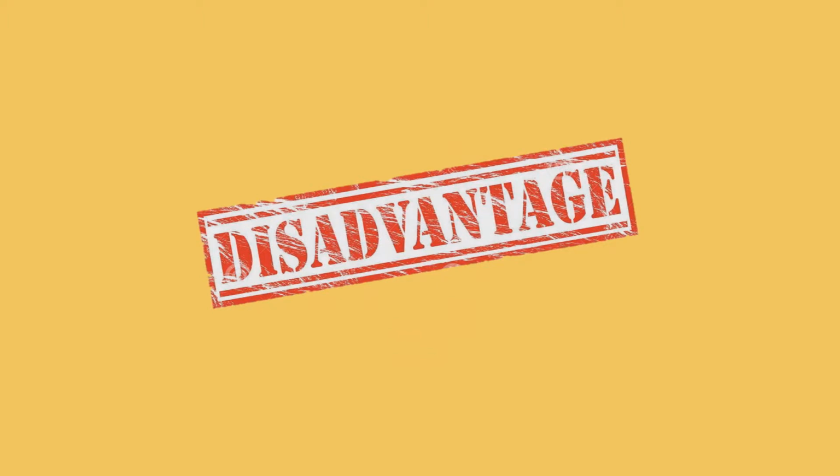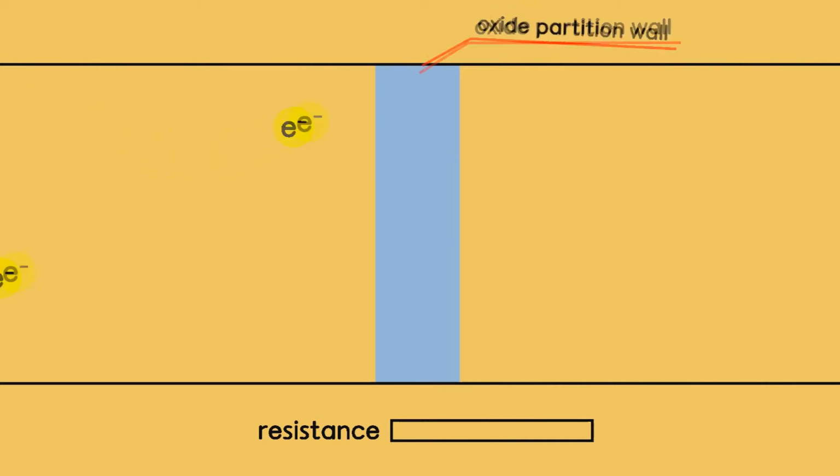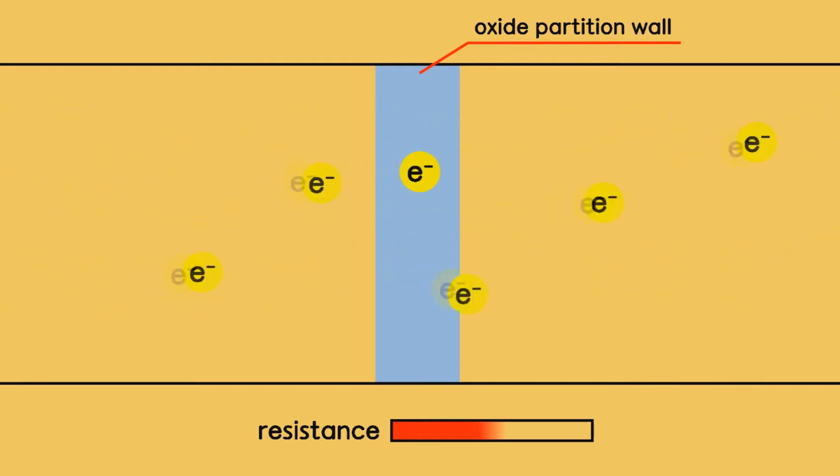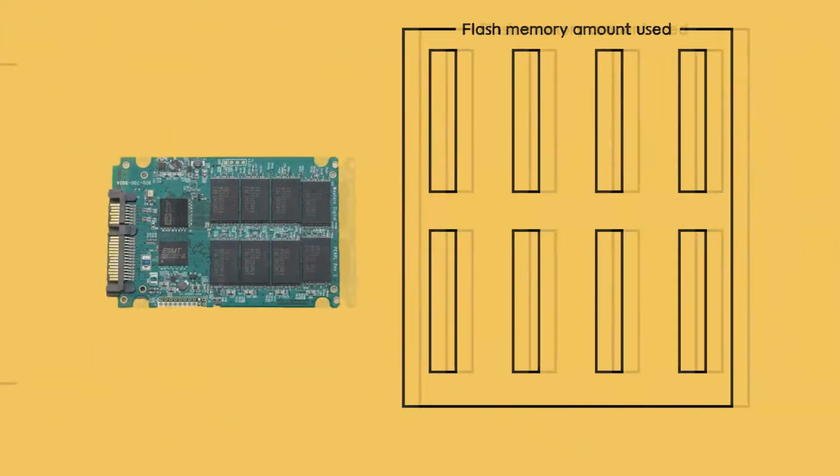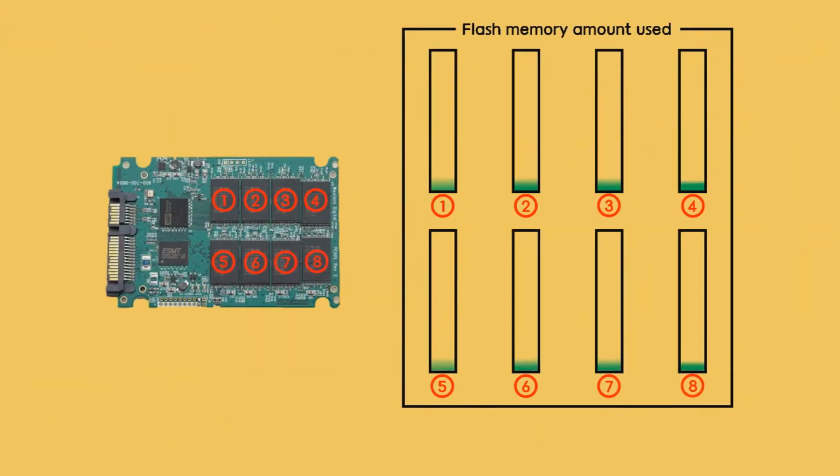There is a limit on the number of times it can record. This is because of its structure. When recording or erasing information on it, electrons pass through the oxide partition wall. At this time, electrons accumulate on the wall. Then the resistance increases. When the resistance increases, the electrons become unable to move and eventually the part loses its storage capacity. In general, not all parts are used uniformly, so certain parts are used a lot. Therefore, it is necessary to make sure that all parts are used equally.